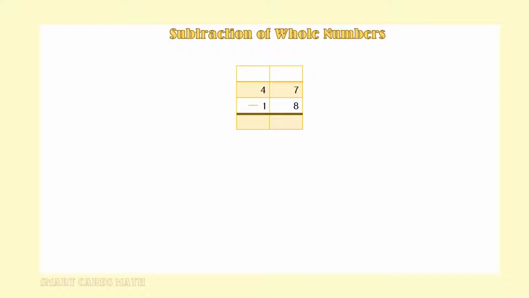47 minus 18. Let's start subtracting in the ones place. 7 minus 8. We don't have enough ones to do the subtraction, so let's borrow from the tens place. When we borrow one group of 10 from four groups of 10, we're left with three groups of 10. Let's take that one group of 10 and add it to the 7 ones to get 17 ones. 17 minus 8 leaves us with 9. 3 minus 1 leaves us with 2. We get a final answer of 29.